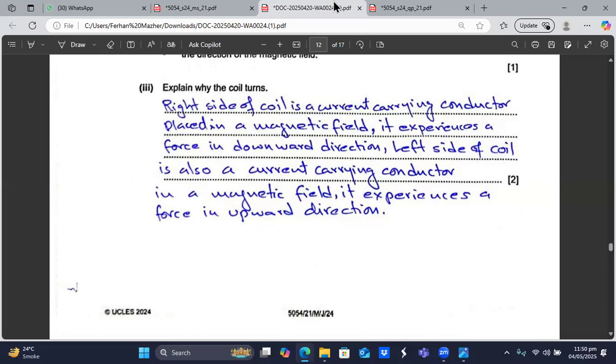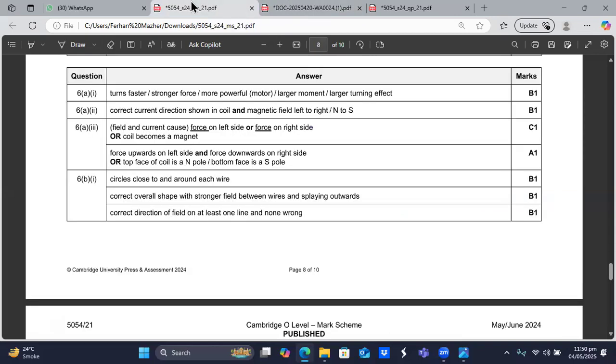Right side of the coil is a current carrying conductor placed. So we are using the right side of the coil to explain our point. Left side also has current. Right side of the coil is a current carrying conductor placed in the magnetic field. It experiences a force in a downward direction. Left side of the coil is also a current carrying conductor in a magnetic field, experiences a force in upward direction, and that happens because of the motor effect.